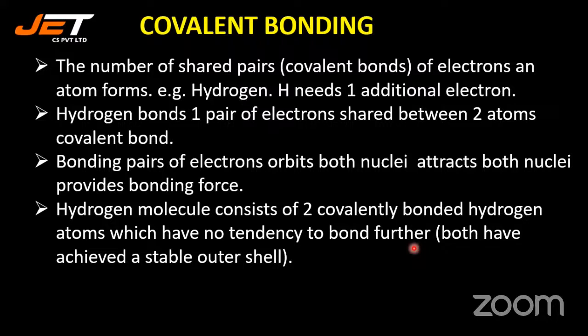So in the process of formation of the H2 molecule, hydrogen needs one additional electron. What does hydrogen do? Two hydrogens come together. Okay, you and your friend. You are saying I have one pencil, and your friend is saying I have one pencil. Now you need two pencils to do a particular task. You are sharing, let's make a bond.